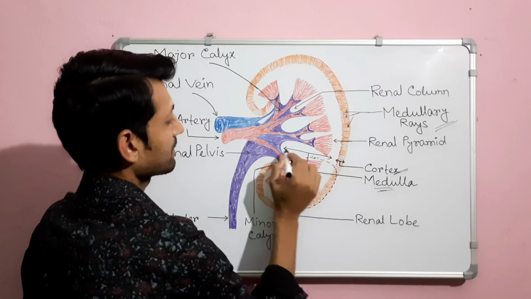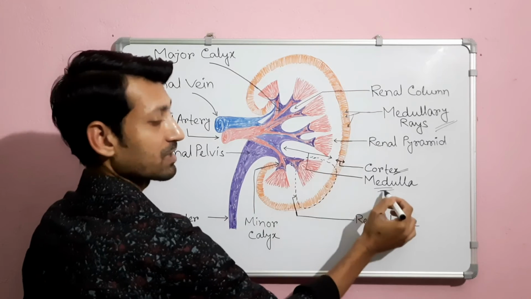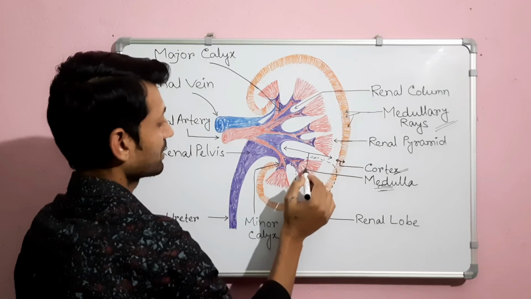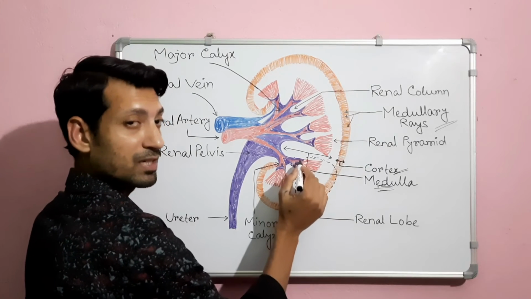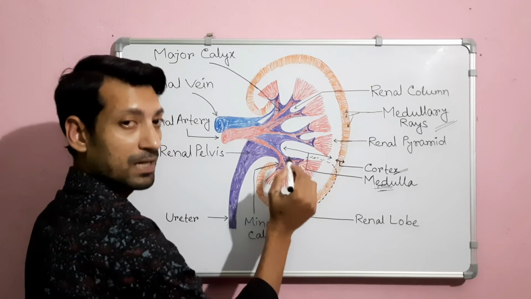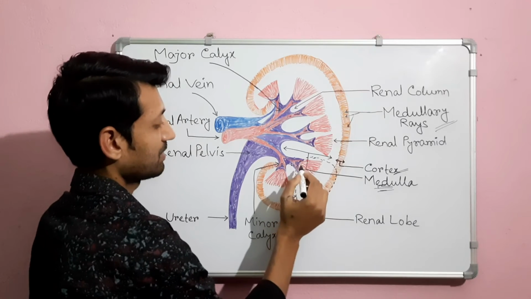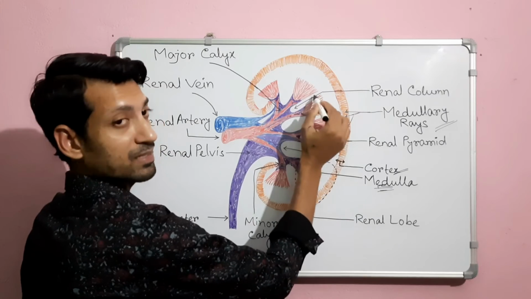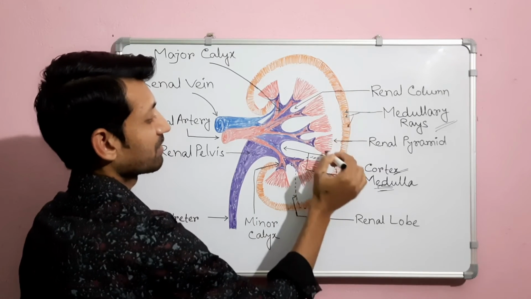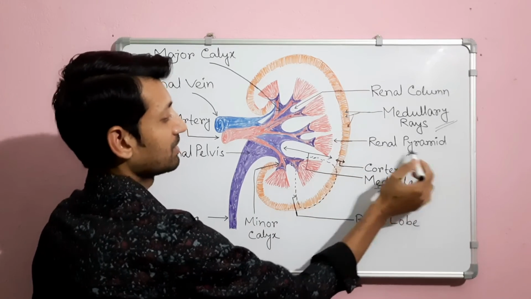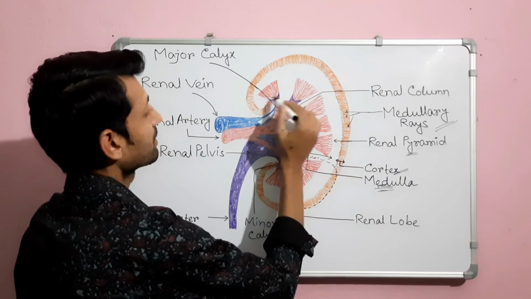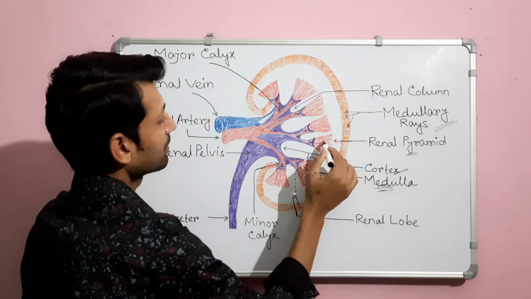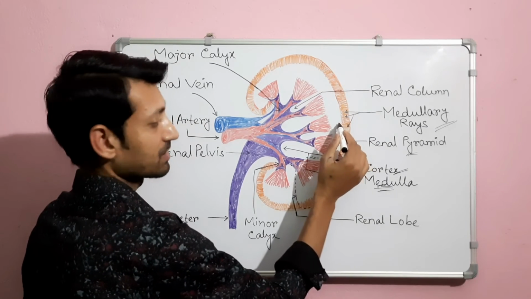After the cortex, this inner part is known as medulla. Here, straight tubules, collecting ducts, and a special capillary network known as the vasa recta are present. In this area, we can see few conical structures. They are known as renal pyramids. In human kidney, there are 8 to 15 renal pyramids. The bases of the pyramids face the cortex.